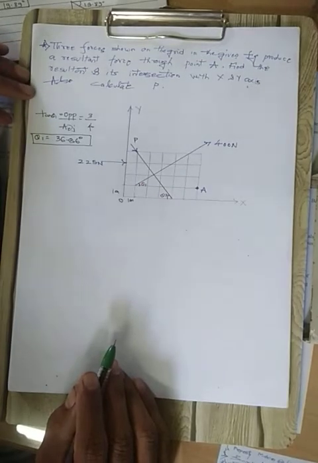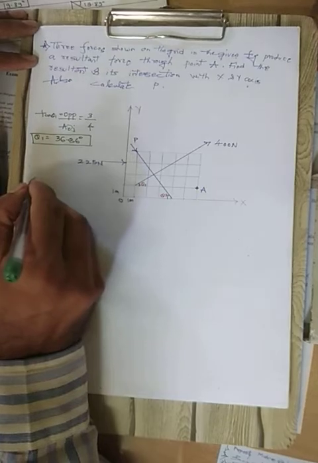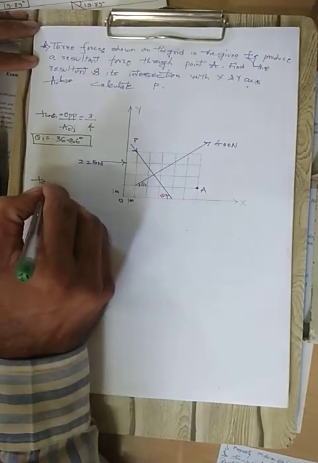Next we can find out theta 2 also. By the same concept, we can find out the theta 2 value. So again I am writing down tan of theta 2.